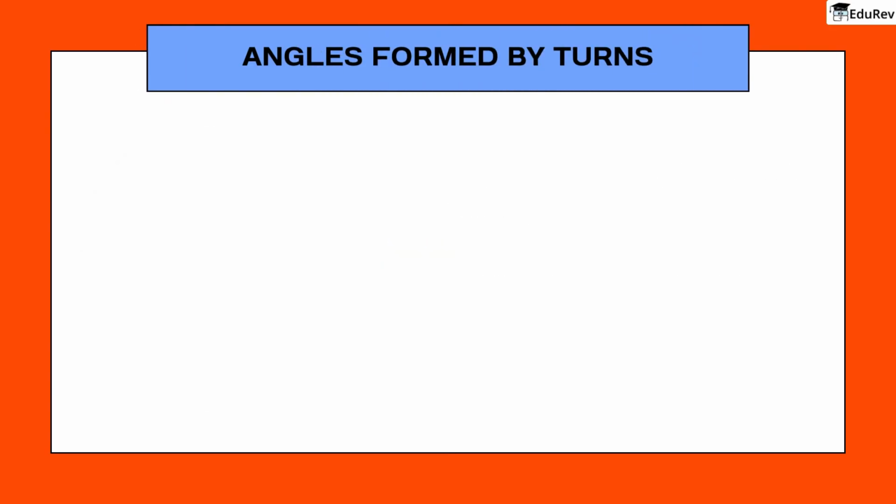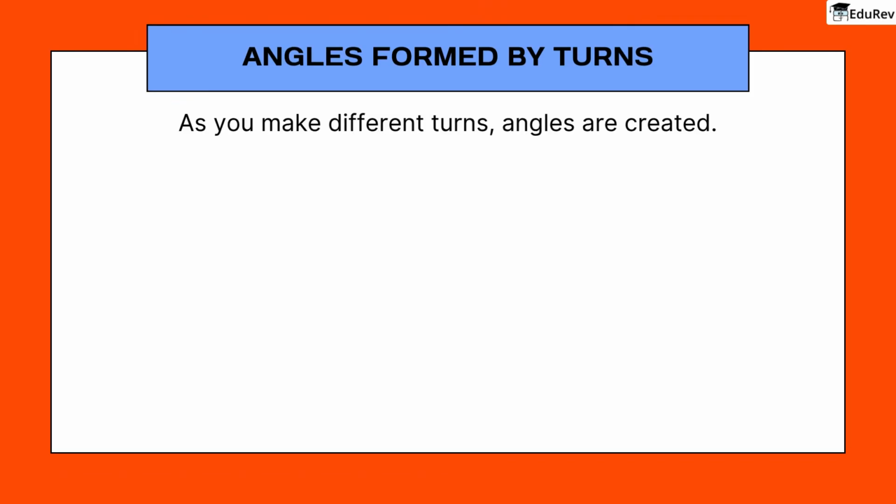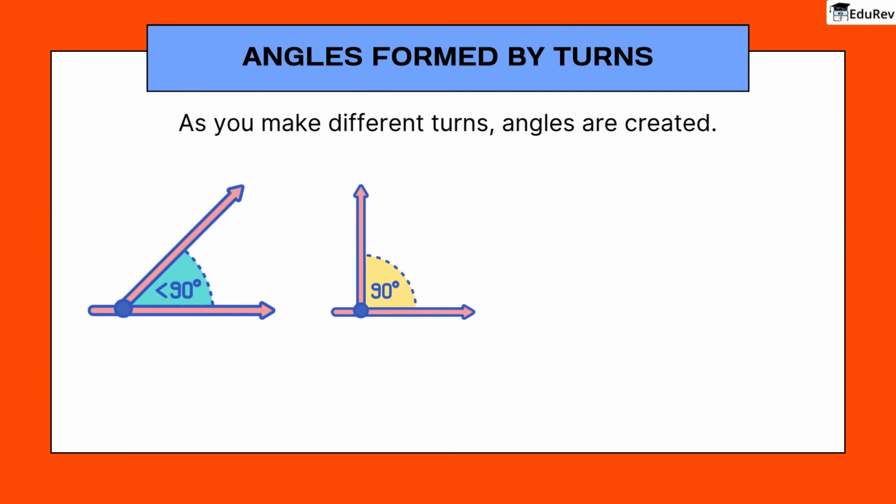Types of angles formed by turns. As you make different turns, angles are created. Let's explore the types of angles that form when you make turns. Acute angle. When you make a very small turn, you create an acute angle. This is any angle that's less than 90 degrees. Right angle. A right angle is exactly 90 degrees and it happens when you make a quarter turn.